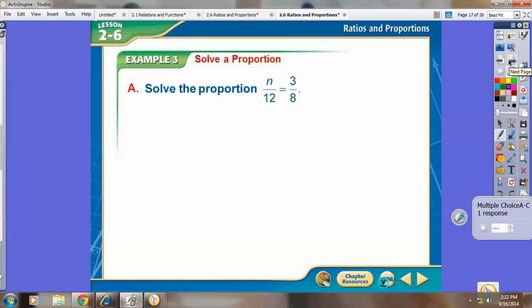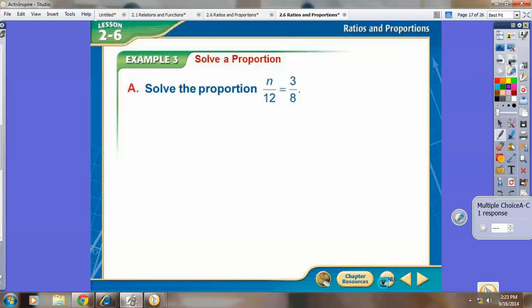Let's continue on. This is example 5, I believe. We are going to solve the proportion that's given. We want to figure out what number we can put in for n that's going to make these two ratios equal. Sometimes it's going to be obvious, sometimes it's not. So we're going to have to do a little bit of work. We're still going to do it the same way. How were we determining if they were equal? Cross multiply. And we're going to do it the same way.